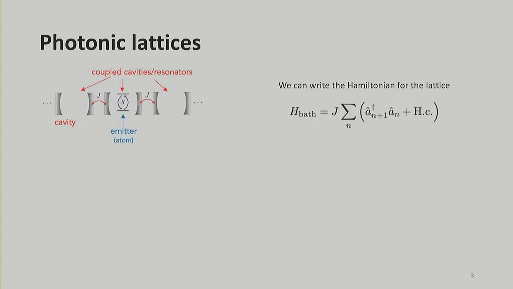Every time I'm talking about lattices here, you need to think that I'm talking about lattices made of cavities. So a photonic lattice is basically a bunch of cavities that you put in a structured way. If you put an emitter in this cavity, and the emitter is in the excited state, and you let it decay, the photon can hop from one cavity to the other with a hopping rate J. For this type of lattice, we can write the Hamiltonian in this way, where a and a dagger are the bosonic annihilation and creation operators.